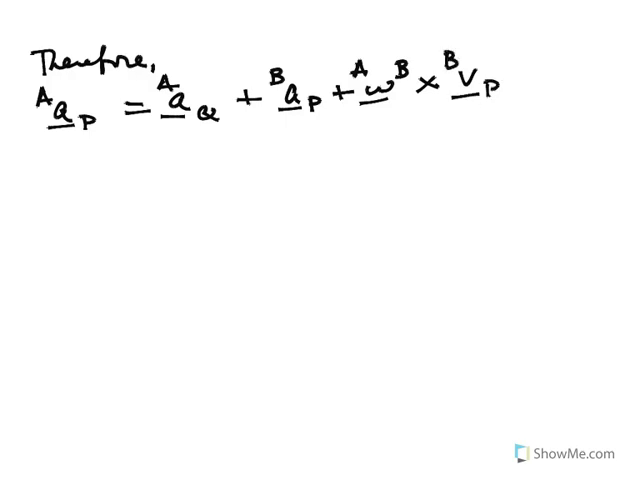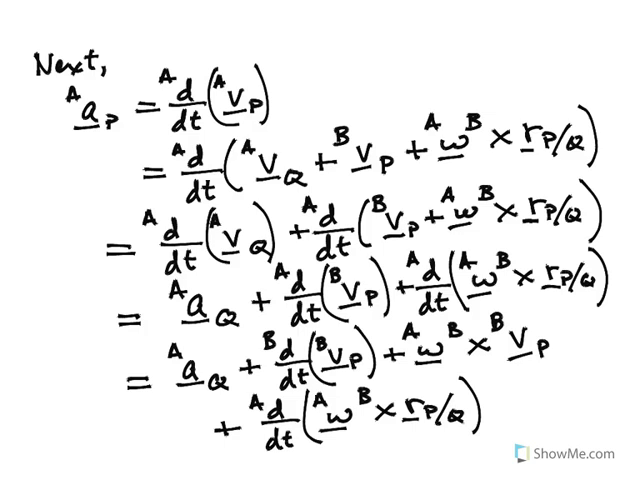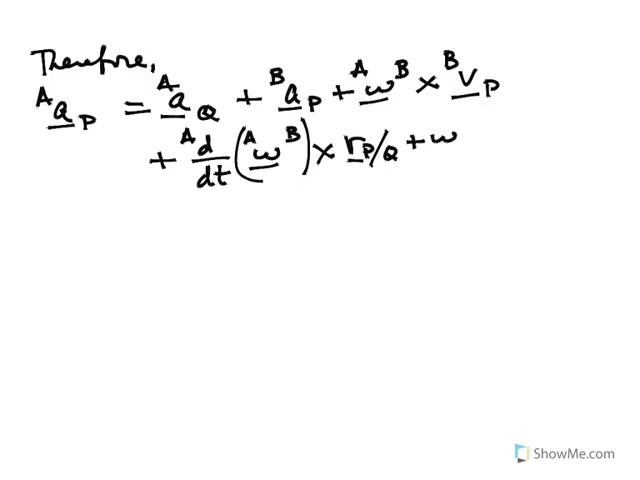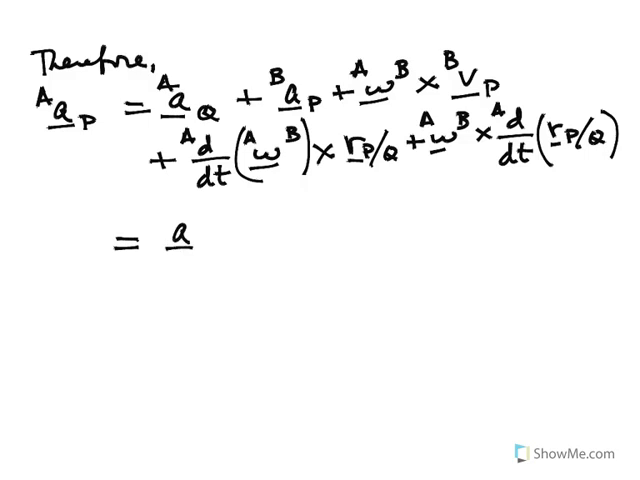And now I have the rate of change of this last term. So the rate of change of this last term, if I look at d/dt in A of omega BA crossed with RP relative to Q, that gives me d/dt in A of omega BA crossed with RP relative to Q plus omega BA crossed with d/dt in A of RP relative to Q. But remember that the rate of change of the angular velocity between two reference frames, in either of the two reference frames, is defined as the angular acceleration of that reference frame.